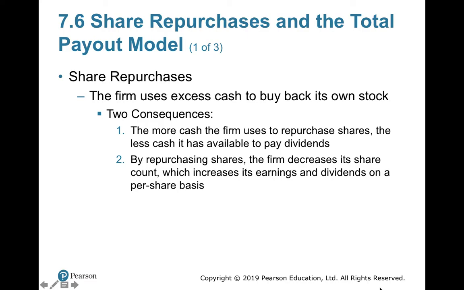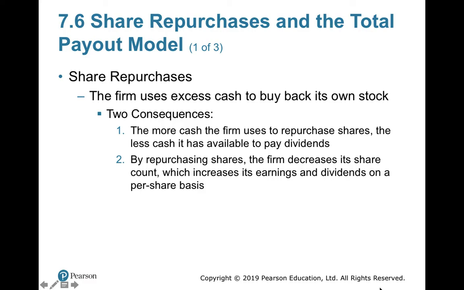One, the more the cash the firm uses to repurchase the stock, the less cash it has available to pay the dividend. That's why it is not paying dividend. Number two, by repurchasing shares, the firm decreases its share count, which increases its earnings and dividends on a per share basis. So this time you are not paying dividend, you are using the money to buy back your own stock, or repurchase your own stock. That means your own stock count is going down.